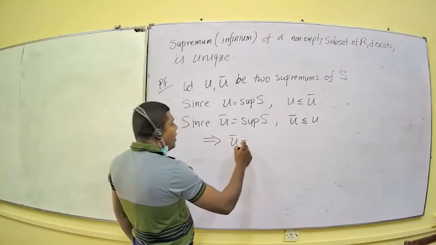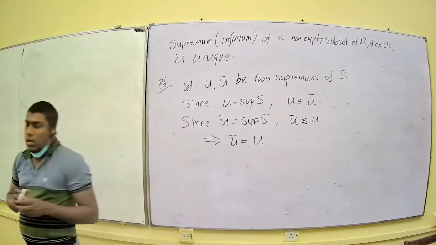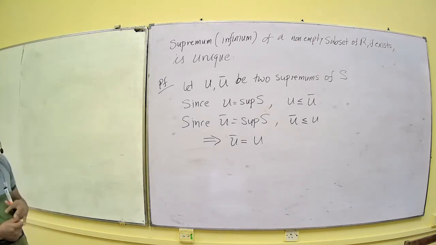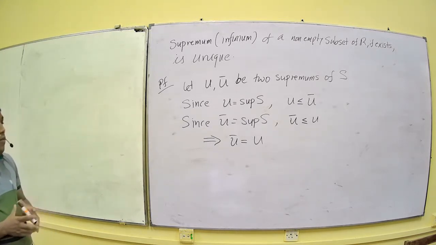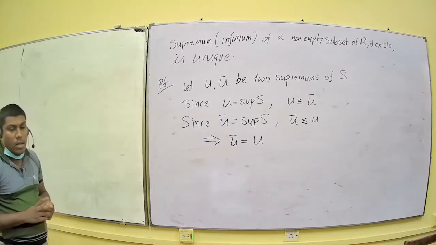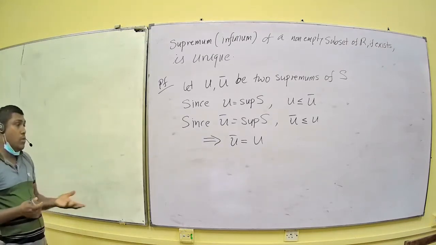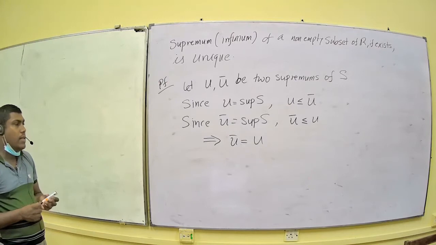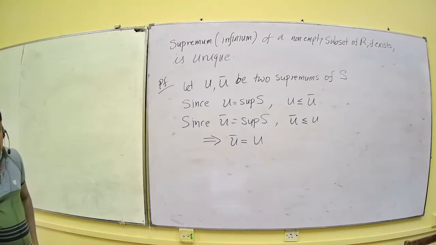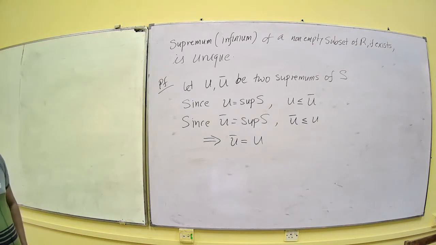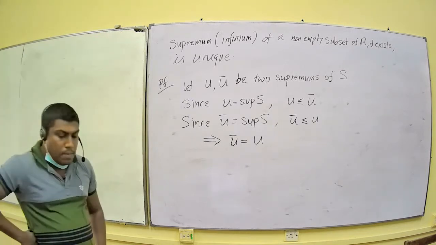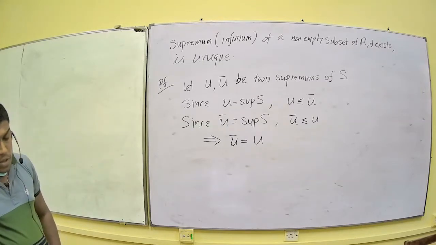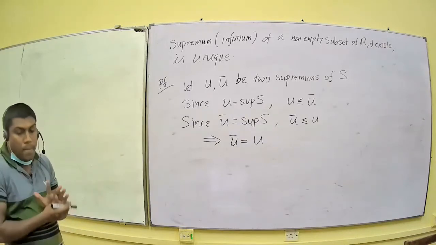That's not a big thing. Even though you can figure it out intuitively, if you want to prove this mathematically, you can argue this way. Because U is a supremum, it should be the smallest upper bound, and because U bar is a supremum, it should be the smallest upper bound. One says U is less than or equal to U bar, and the other says U bar is less than or equal to U. When you combine both of them, it automatically gives you that U is equal to U bar. So supremum is unique. Similarly, infimum is also unique.